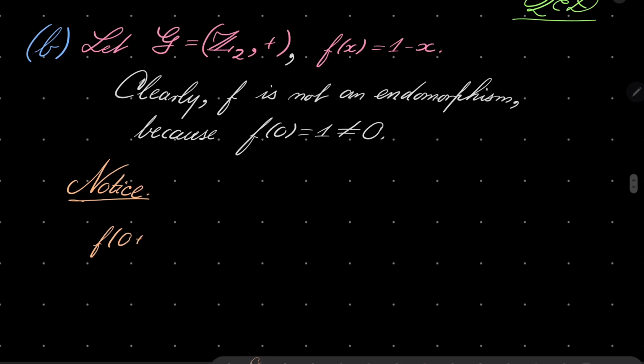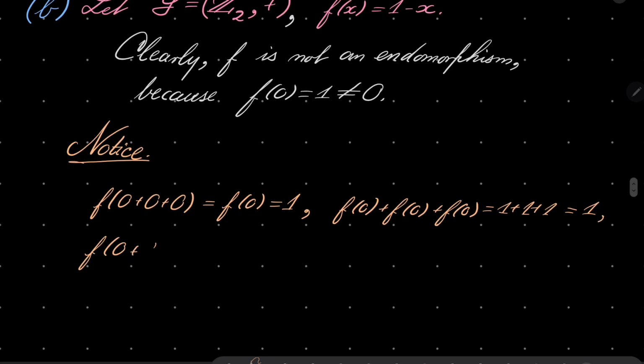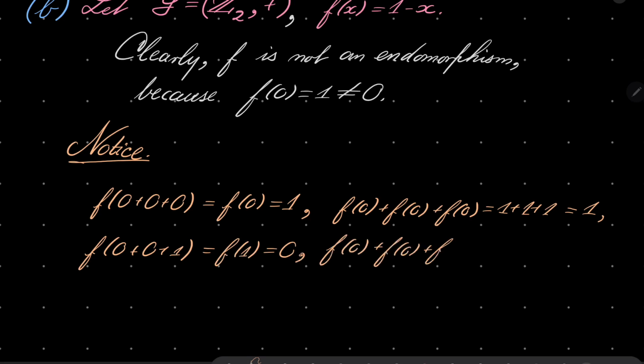First, f(0+0+0). Well, what is that? It's f(0), and f(0) is 1. And what about f(0)+f(0)+f(0)? Well, it's 1+1+1. So it's 1. Yes, because we are dealing with group Z2, we are doing addition modulo 2. Alright, second case, 0, 0, 1. It's f(1). f(1) is 0. f(0)+f(0)+f(1) is what? It's 1+1+0. It's 0. Again, well and good.